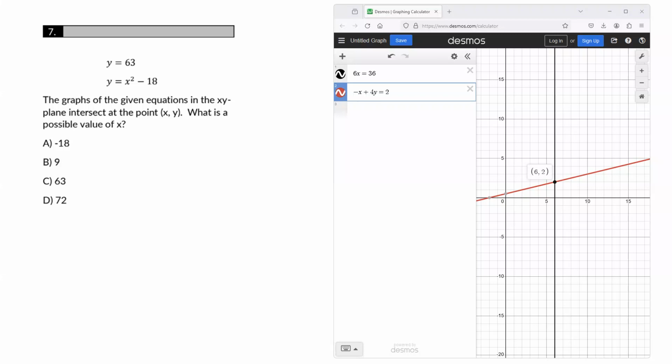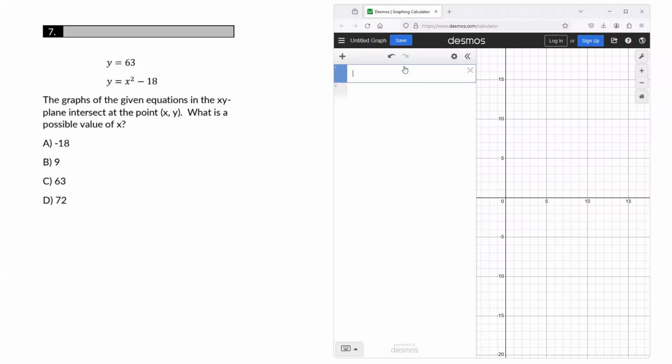All right, number 7, we have another solution, right? And again, they're asking, where do we intersect these two lines? Or one line and one parabola, but Desmos doesn't care. I can graph all of them, so let's do it. Y equals 63, and y equals x squared minus 18.